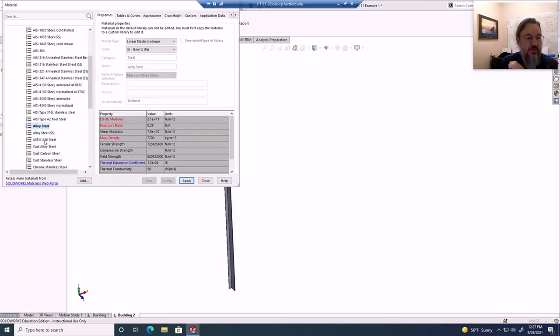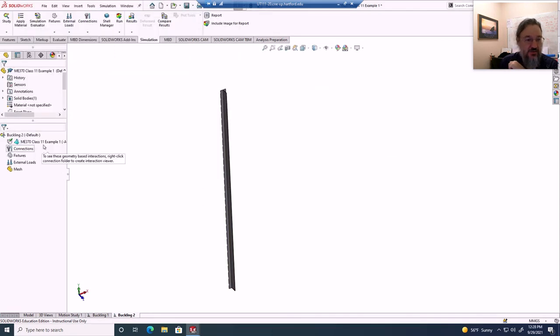I decided to go with this carbon steel because it's like 200 gigapascals, right? It's saying 2e to the 11. That's the equivalent there, right? So I applied it so that material's on there. I can tell that it is because it shows up right here.